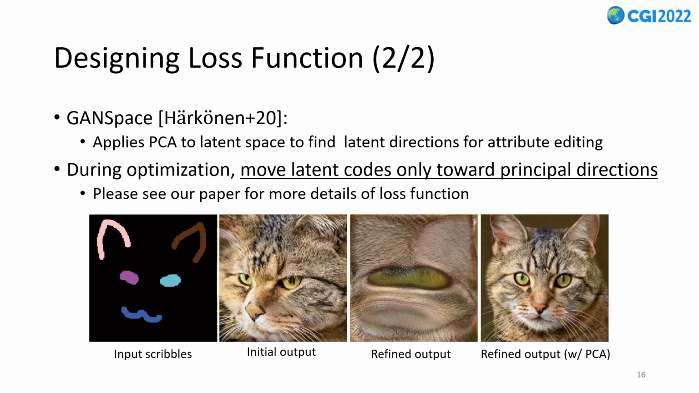To solve this problem, we exploit the GANSpace idea. GANSpace is a method that applies PCA to latent space to find latent directions for attribute editing. During optimization, we move latent codes only toward principal directions. This can avoid generating flat color images, as you can see in the right image. Please see our paper for more details of the loss function.